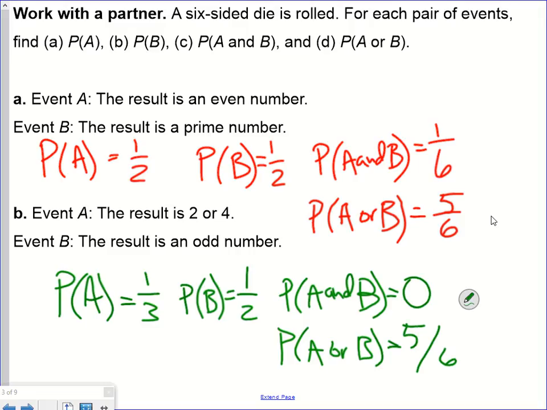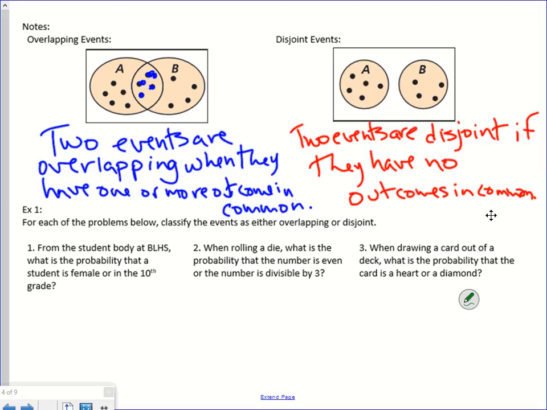All right, let's go on to the notes here. So we've got some examples here. We're down on an example 1 now, we've got to figure out whether the event is overlapping or disjoint. So let's start here at number 1. From the student body at Bishop Luers High School, all the students here, the question would be, what is the probability that a student is female or in the 10th grade?